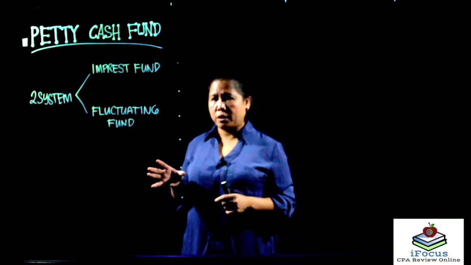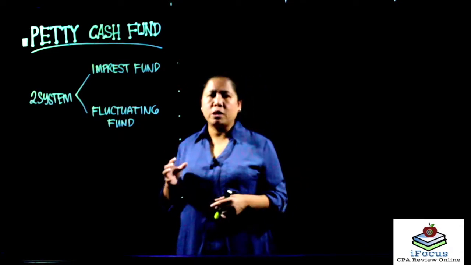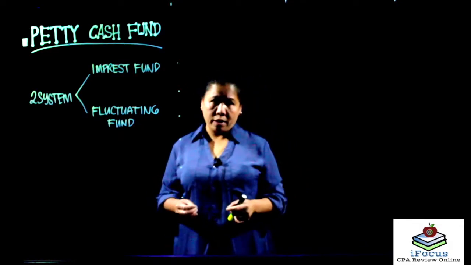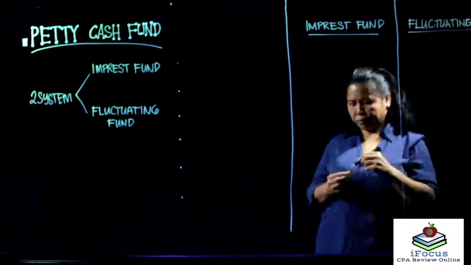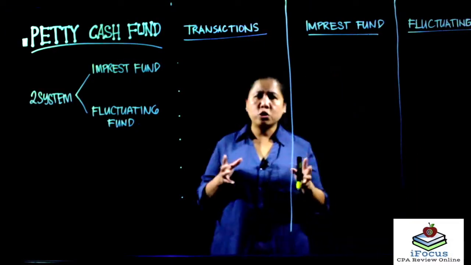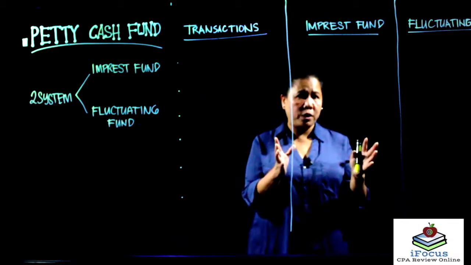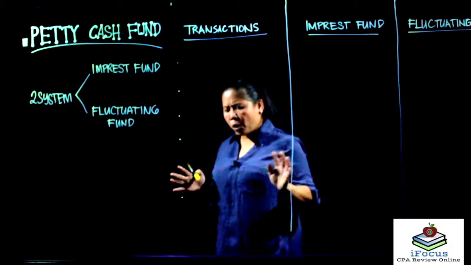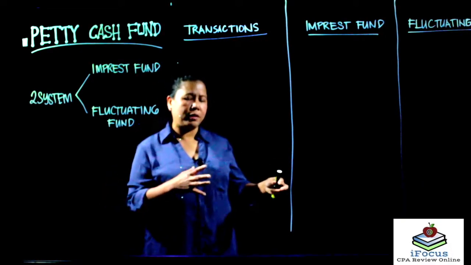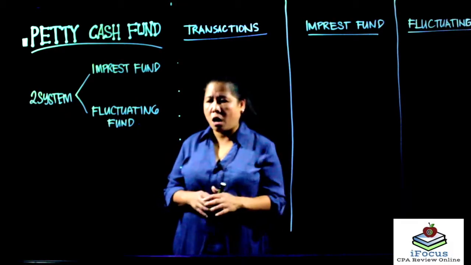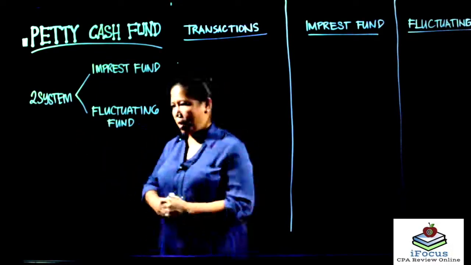These are the two systems that we use in accounting for petty cash funds. It's either we use imprest fund system or fluctuating fund system. So let me draw, putting columns on this to show you the difference, the comparison of the journal entries using these two methods. But before we jump into the journal entries using the two methods, let me give you examples of the expenses where we take that money from our petty cash fund.